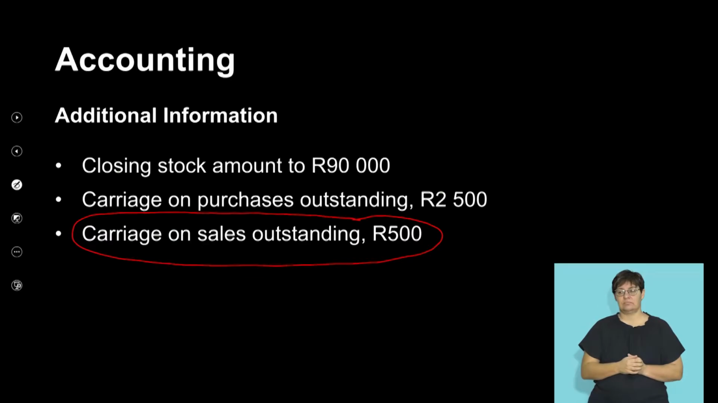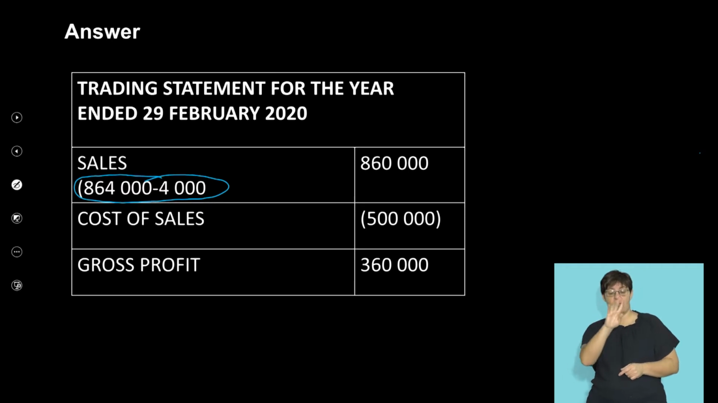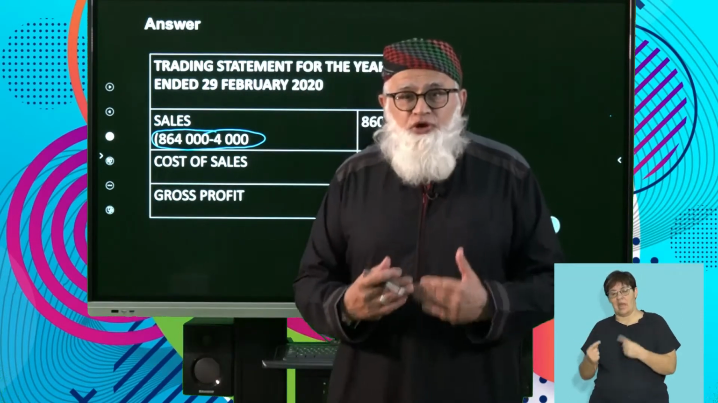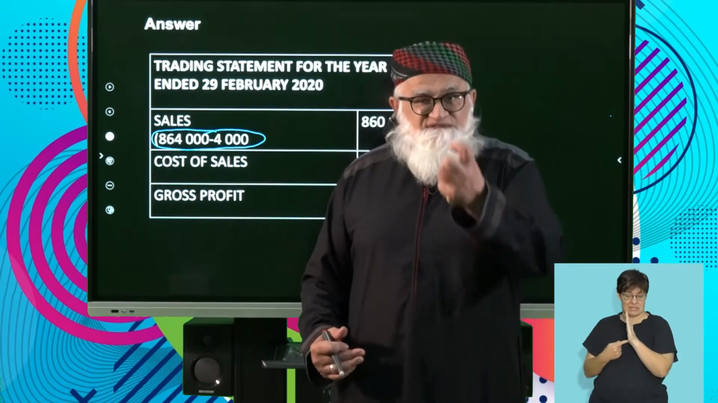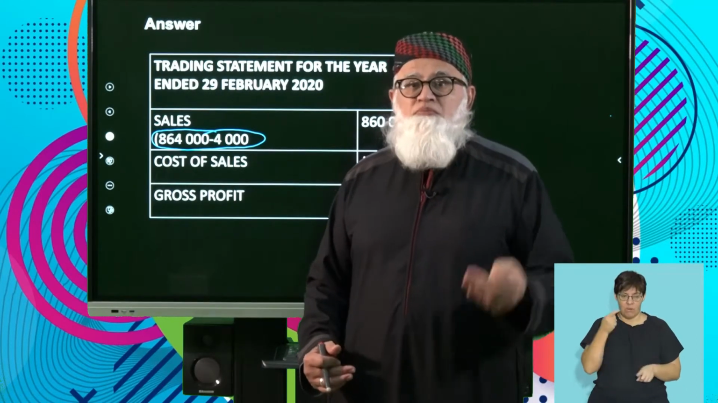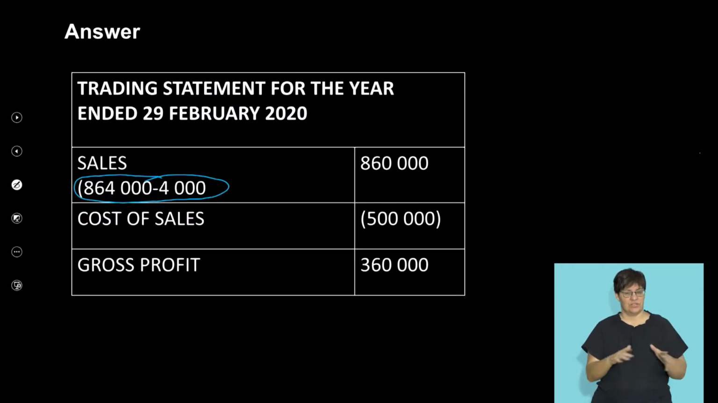As you can see here, what are we doing? There's my sales, 864,000, minus the 4,000, which is my debtors allowances. Please remember, this is not only applicable to this type of question. If you are doing a question on financial statements, the first thing that you do is subtract your debtors allowances from your sales figure. That's done and dusted. 864,000 minus 4,000 gives me my net sales figure of 860,000.